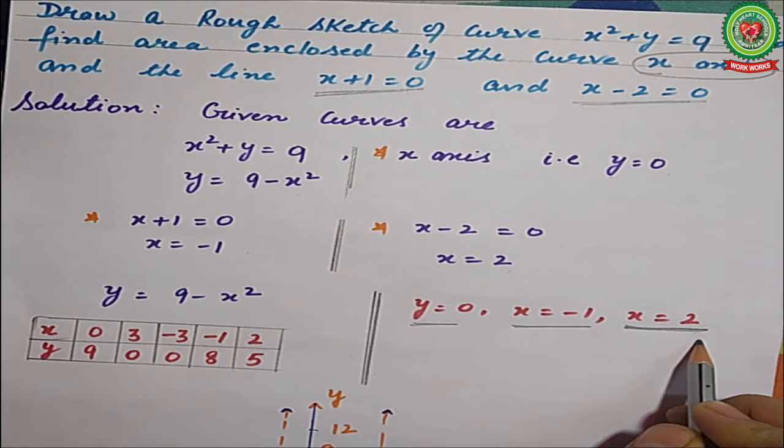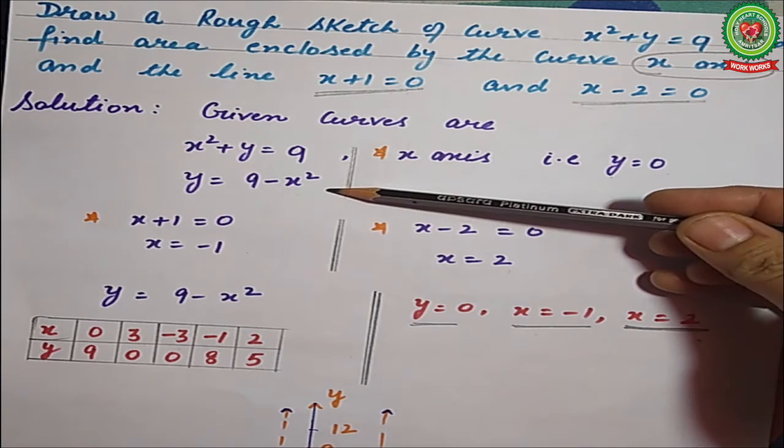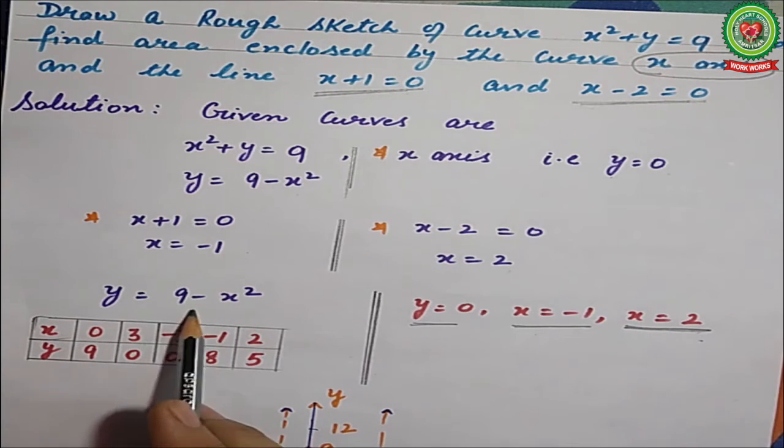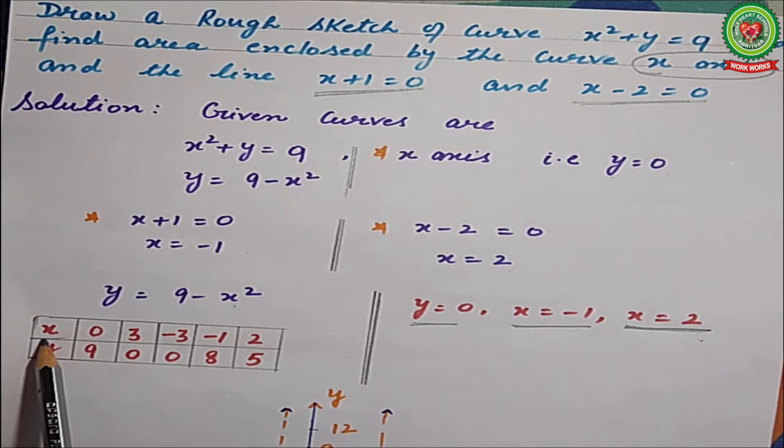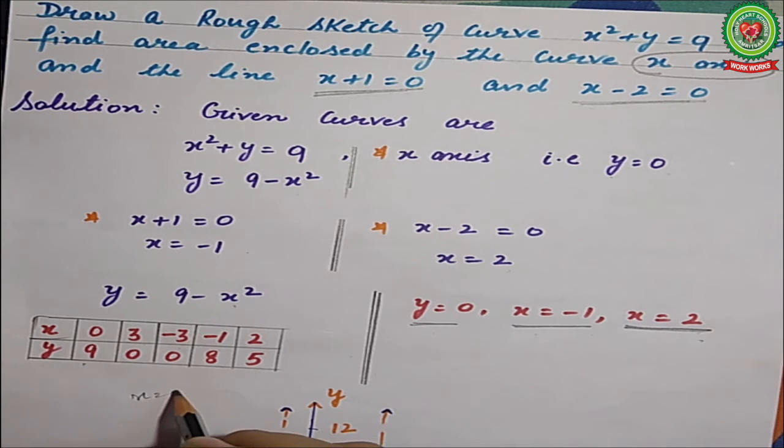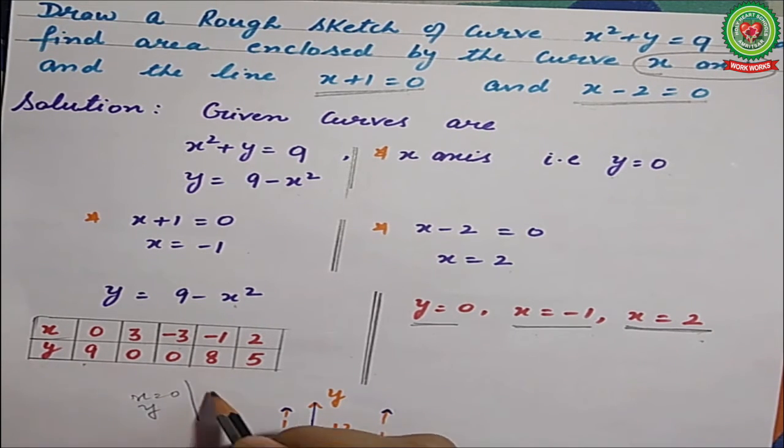And we will make a table with the help of this curve. Now, 9 minus x square is there. We will choose these points. When we choose x is equal to 0, the value of y is equal to 9. The first 2 points you can always take. One is x is equal to 0, find the value of y. And one is y is equal to 0, find the value of x. These 2 are the confirm points.